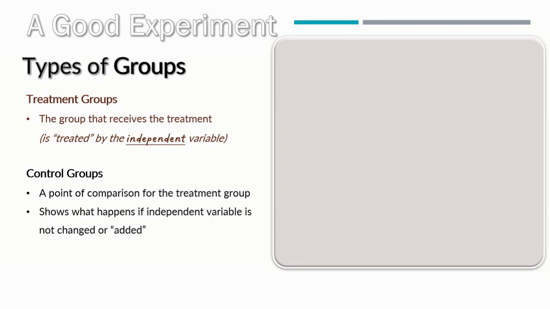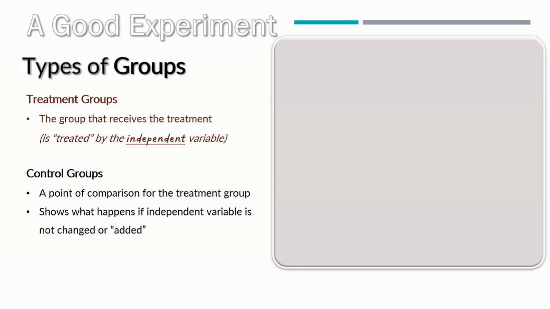The control group helps show what happens if the independent variable is not changed or added. And so, as I said before, this serves as a perfect point of comparison so you can ensure that your data collected from your treatment groups actually mean something. If your treatment group gets the same results as your control group, that won't tell you very much, right? Other than maybe your treatment doesn't work. So, this is very important.